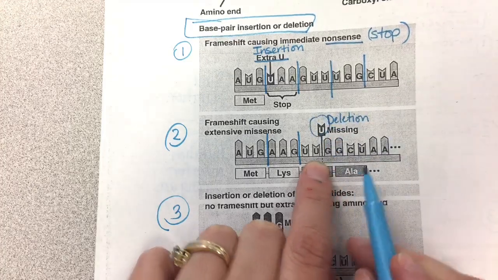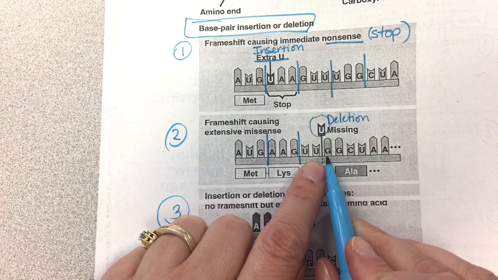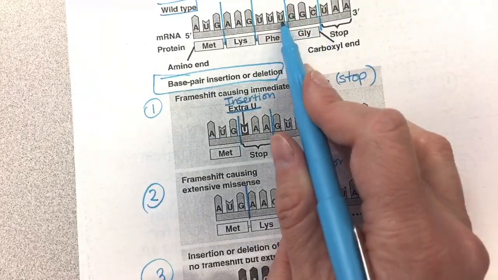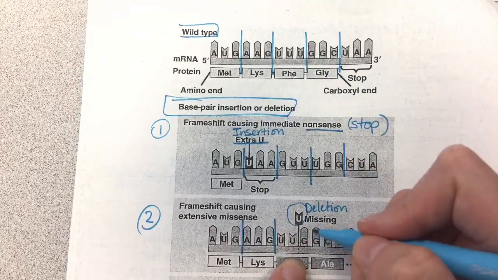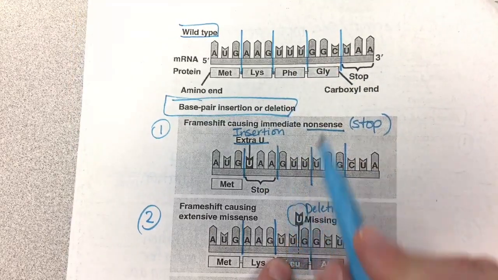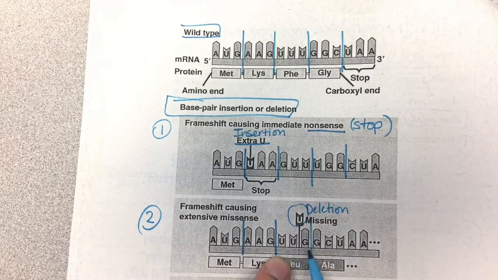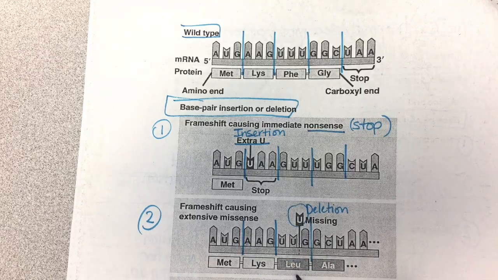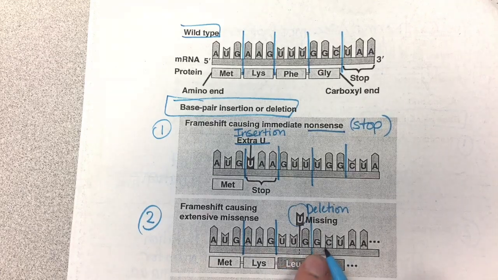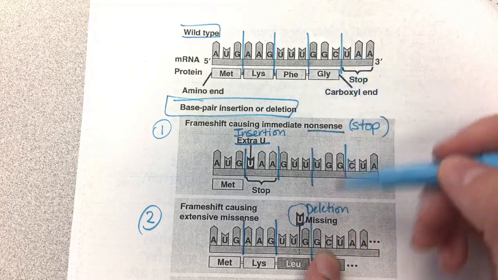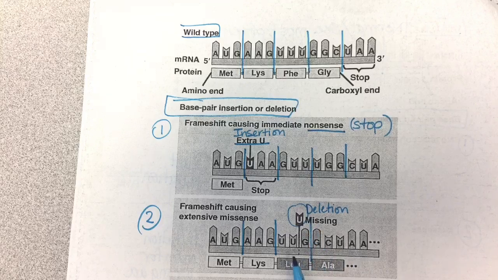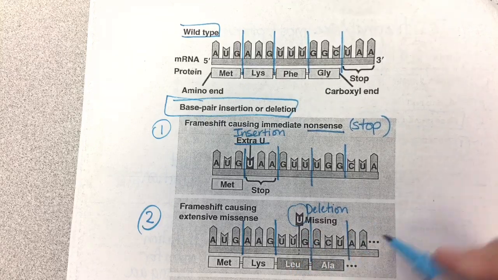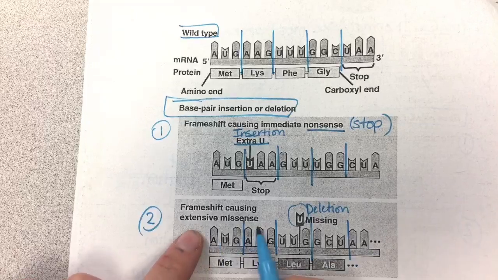The U is deleted, which means everything then shifts to the left. So the GGC shifts over, this G shifts over to where this U was, and everything shifts over. So now your third codon, instead of UUU, is UGG, and if you look at the chart, UUG stands for leucine, and then the fourth codon is supposed to be GGC, now it's GCU, and so on. So everything after that deletion, every single codon is changed, and so you have extensive missense.